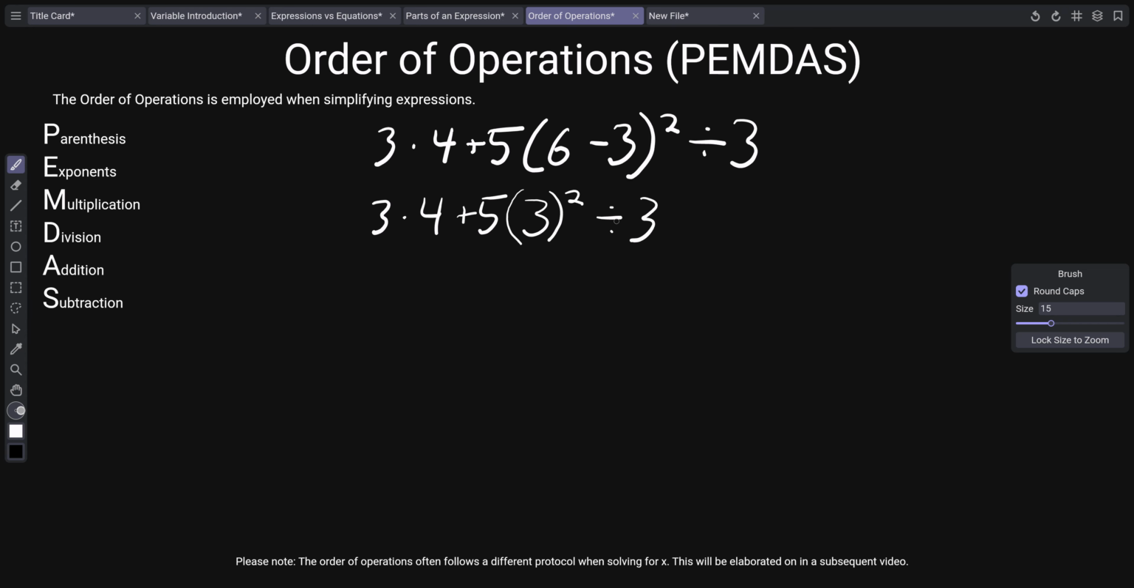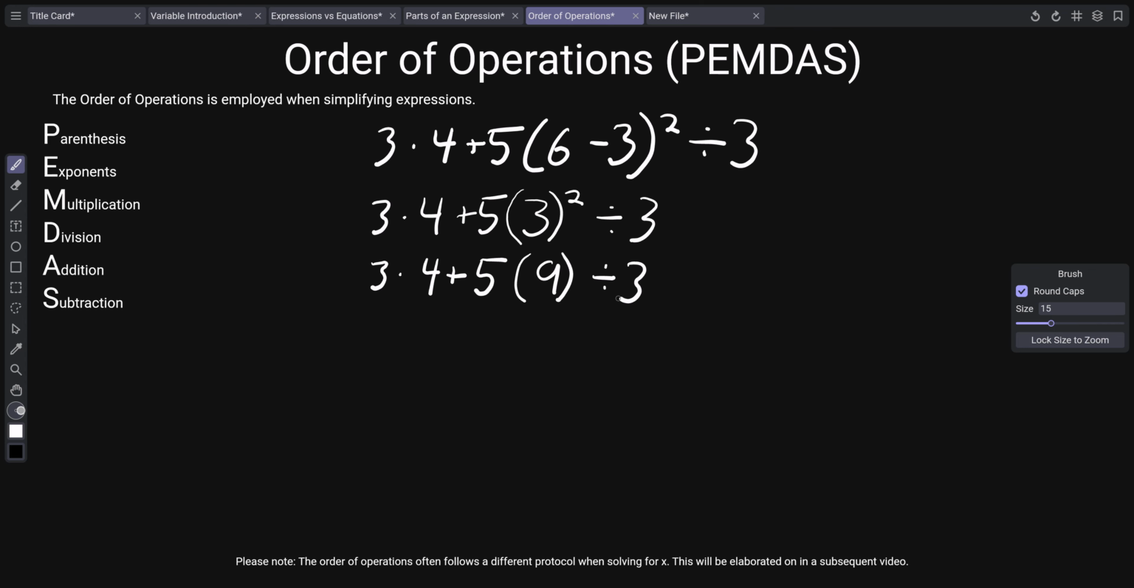I said we'll divide this by 3, but we don't do that yet because the next part of the order of operations is to deal with our exponents. And here we have a little 2 up here, so we'll look at that next, but we'll write down everything first to keep track of it all. 3 times 4 plus 5, and then we'll square 3. Squaring means multiplying it by the same number. So that's going to turn into 9, because 3 times 3 equals 9. So 5 times 9, and finally we'll put this division sign here with the 3.